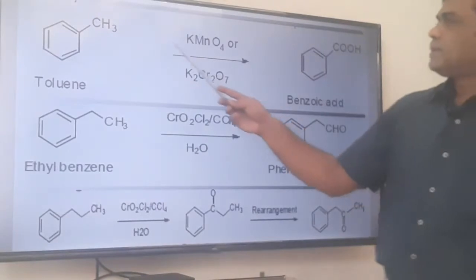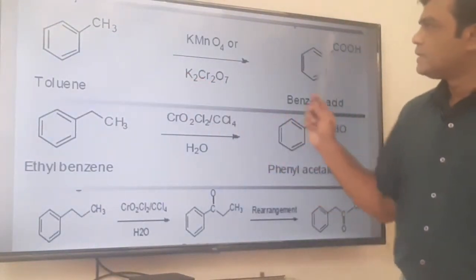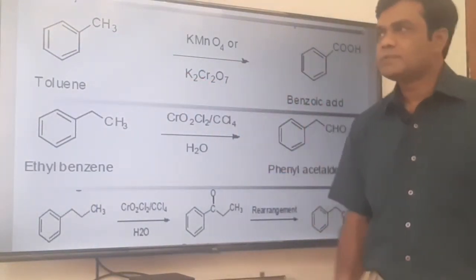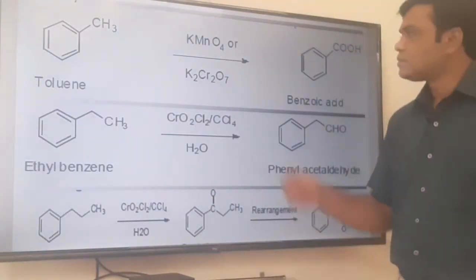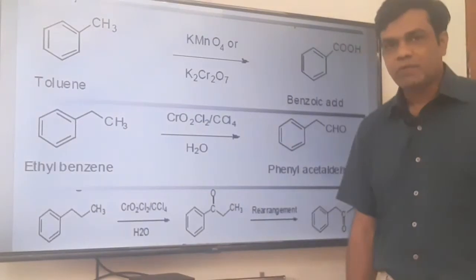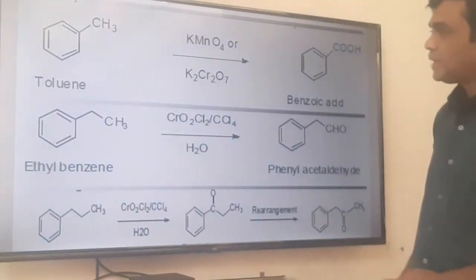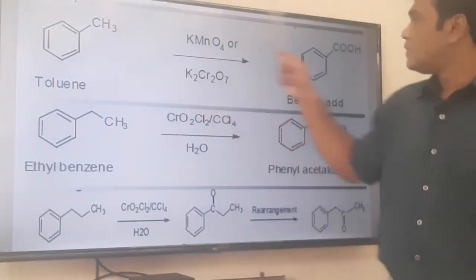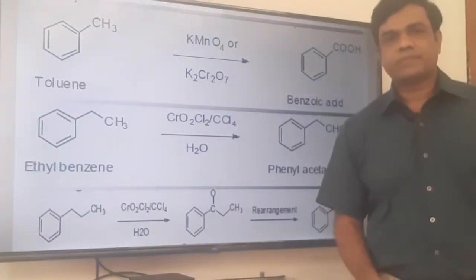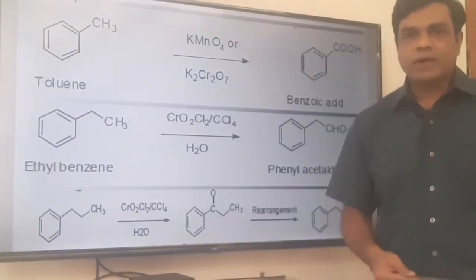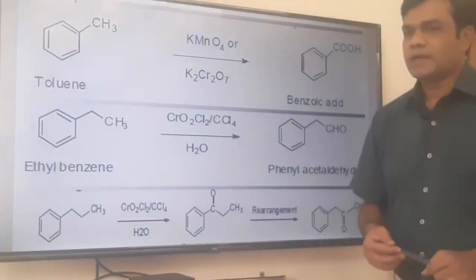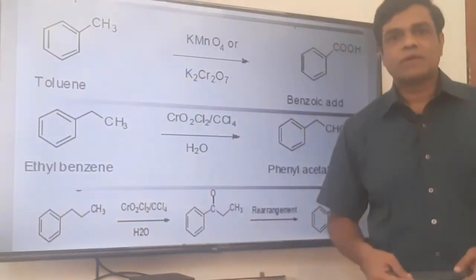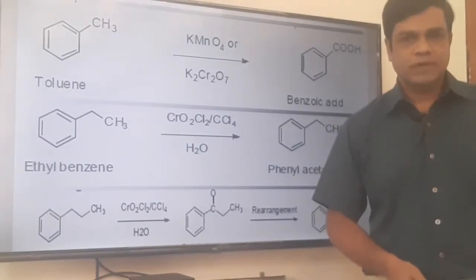See this example to explain the difference between the reagents. If instead of using chromyl chloride, which is a retarded oxidation, I use potassium permanganate or potassium dichromate, which are strong oxidizing agents, then what will happen? This methyl group will oxidize to carboxylic acid. But if I want to convert the methyl group into aldehyde, then I have to use chromyl chloride. We can say that chromyl chloride is a milder oxidizing agent than potassium permanganate.